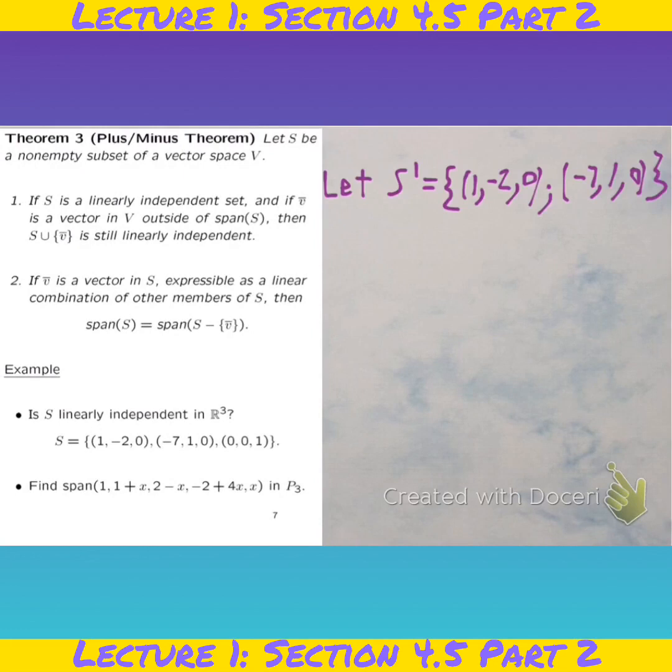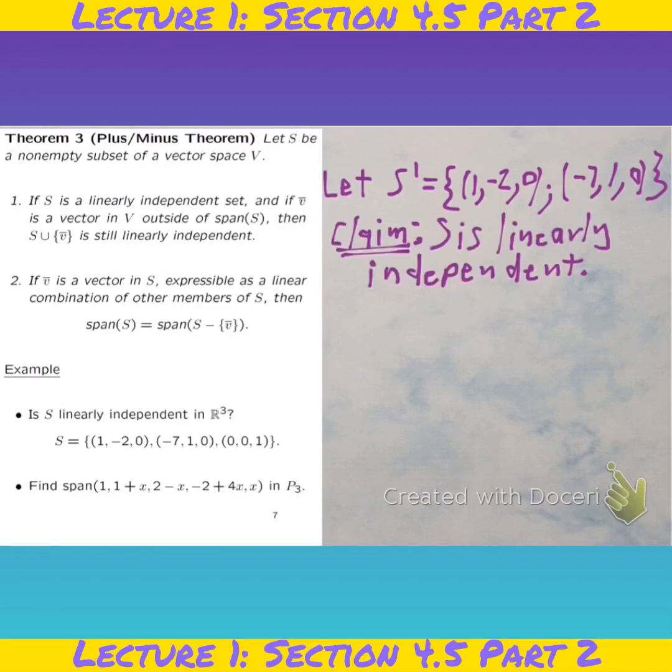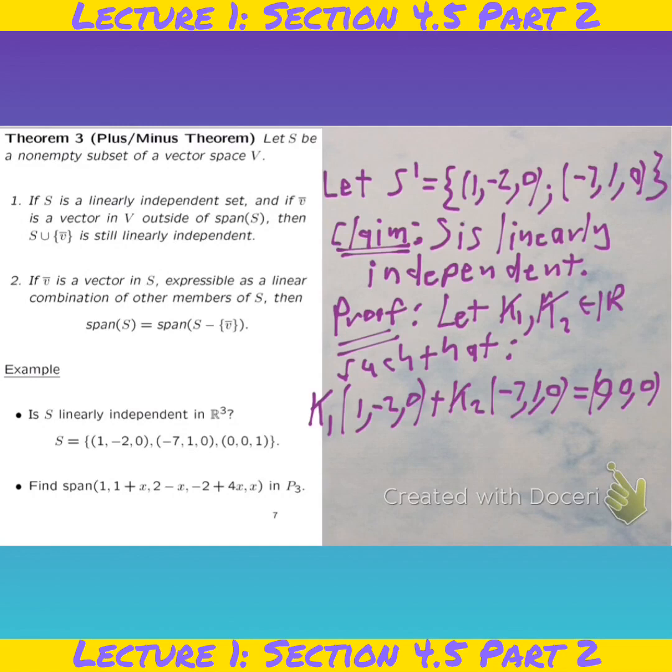Alright, so let's take the set S prime of the two vectors, (1, -2, 0) and (-7, 1, 0). And we claim that S prime is linearly independent. Right, so how do we prove that? We take two real numbers k1 and k2 such that k1 times the vector (1, -2, 0) plus k2 times the vector (-7, 1, 0) is the 0 vector.